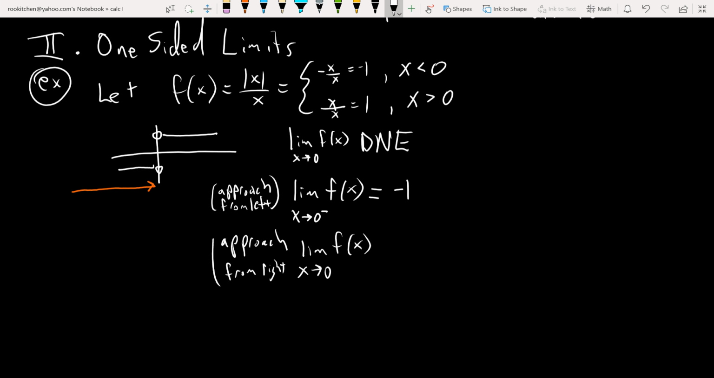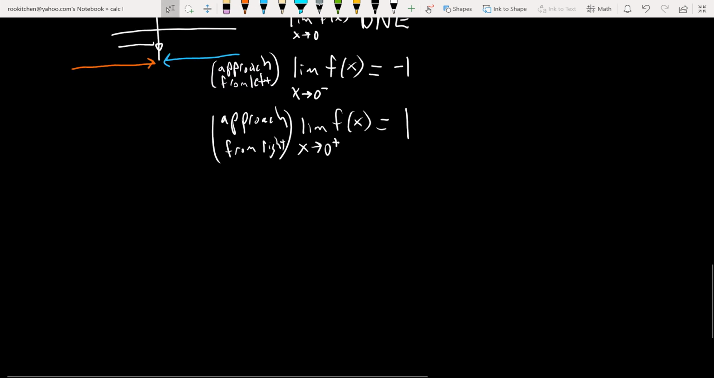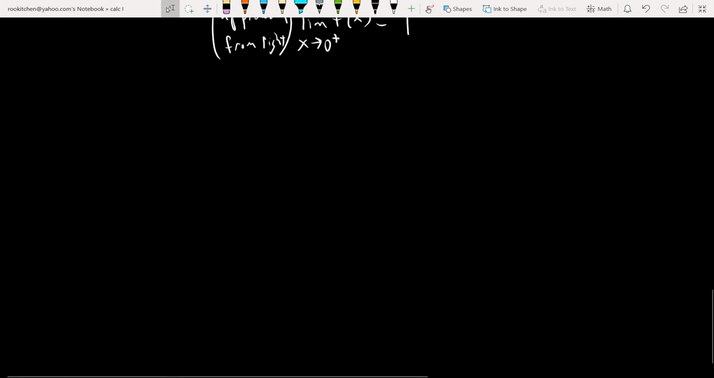And if you want to approach from the right, the way to notate that is to put a little plus sign in the exponent of the 0. So approaching from the right is this blue arrow I'm drawing, and the f of x values are always +1 approaching from that direction. So you could say that limit is 1. Great. Let's take a look at a couple of examples of finding one limit as opposed to the other, one side as opposed to the other.